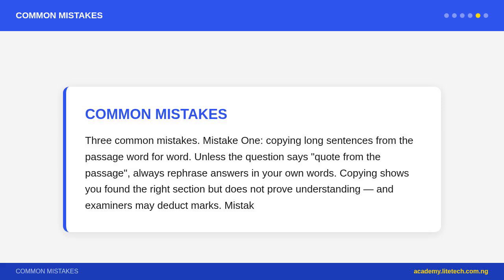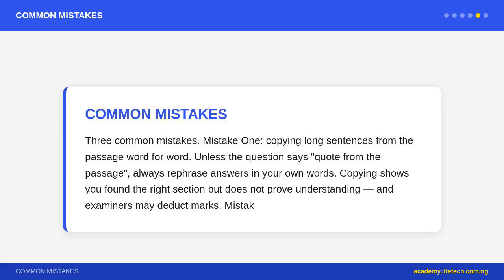3 common mistakes. Mistake 1. Copying long sentences from the passage word for word. Unless the question says quote from the passage, always rephrase answers in your own words. Copying shows you found the right section but does not prove understanding, and examiners may deduct marks.